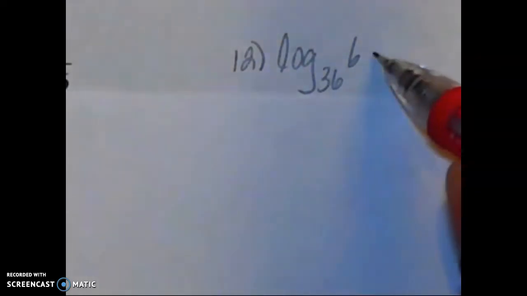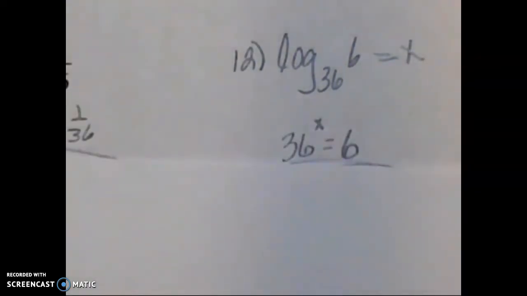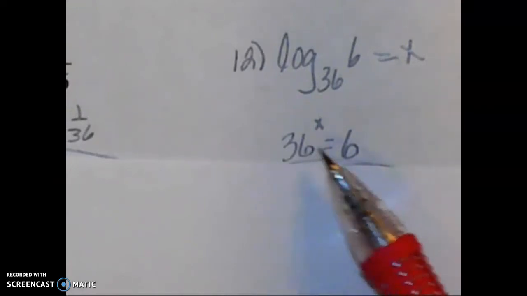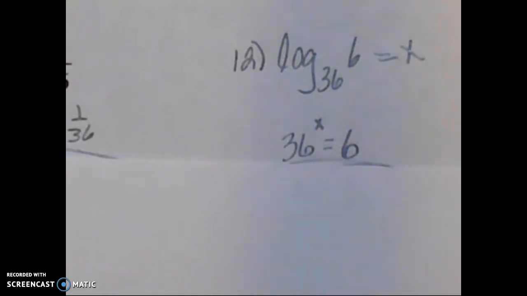This one's a little wonky because it's 36 to the x equals 6. Do you see how the number got smaller? 36 to the first is 36, and 36 squared is a huge number, but because this gets smaller, this can get a little tricky. So I'm going to tell you that the exponent will be a fraction. When you go from a larger number to a smaller number like this, it's going to be a fraction because you have to take the square root of it.